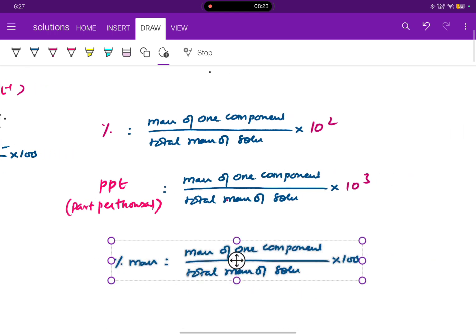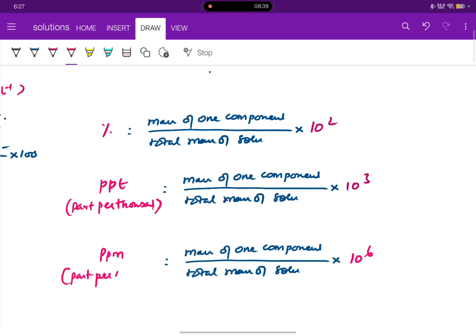அதே மாதிரி when you take the same formula and remove this 100 and put 10 to the power 6, yes, sir, this percentage per mass will become parts per million, ppm. Oh, okay. Parts per million. So formula என்னமோ ஒன்று தான். Into 10 to the power 2 போட்டினா it will be percentage. 10 to the power 3 போட்டினா parts per 1000. 10 to the power 6 போட்டினா it will become parts per million.